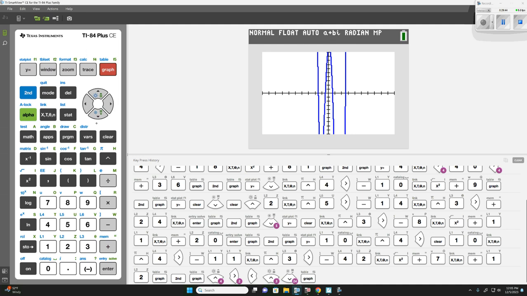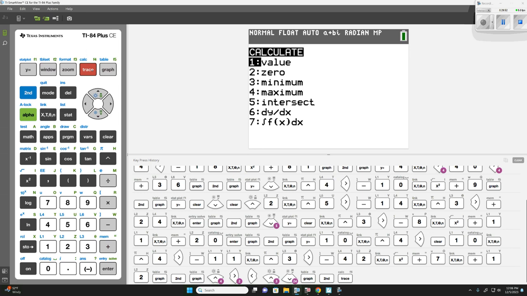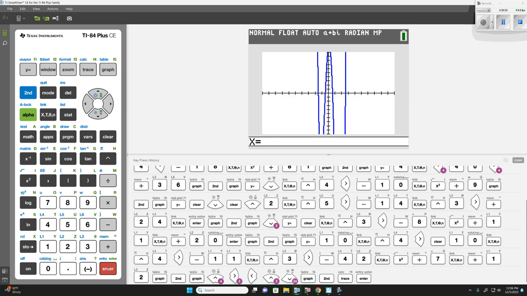Now, something that is interesting with this graphing calculator, hopefully you have it typed in and turned on. If we go second trace, the one next to it, what is the first option we get? Value. Hit enter.